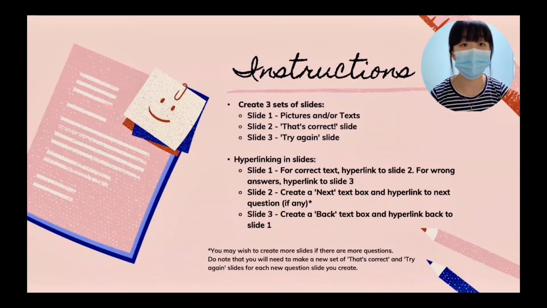To give an overview of how we will be making the game, here's an instruction sheet that will be made available for you to download after the workshop. We will mainly need to create 3 sets of slides, with 1 question slide, 1 slide that shows that's correct, and 1 more slide that says try again. We will be teaching you how to hyperlink the 3 different slides together in our demonstration in a short while.